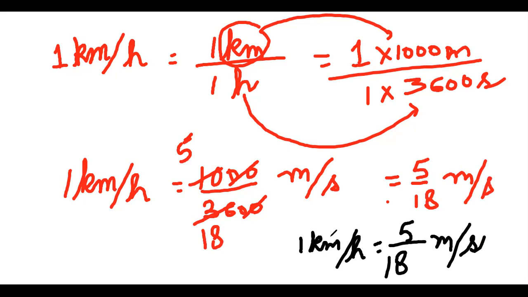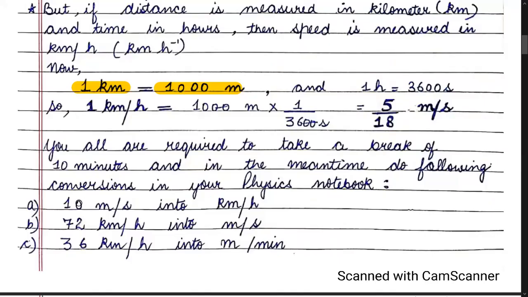Children, coming further, I have given you 3 conversions. Kindly convert 10 meters per second into kilometer per hour, 72 kilometer per hour into meters per second, and 36 kilometer per hour into meter per minute. So I will be doing the third part with you. The rest 2 parts you try yourself.